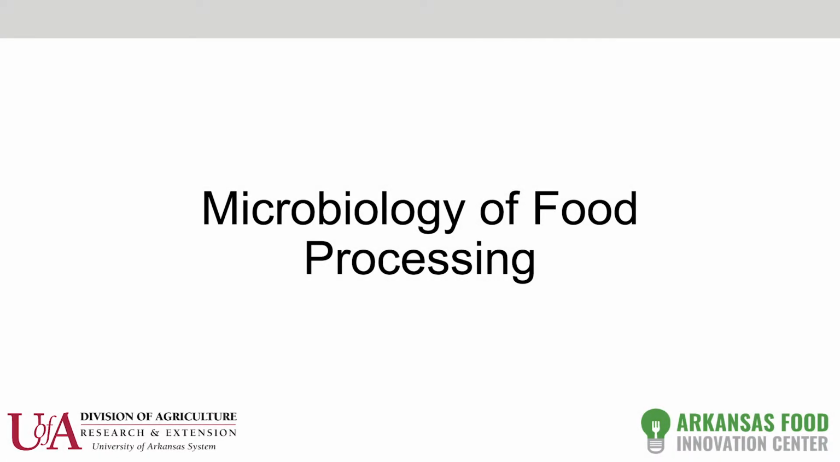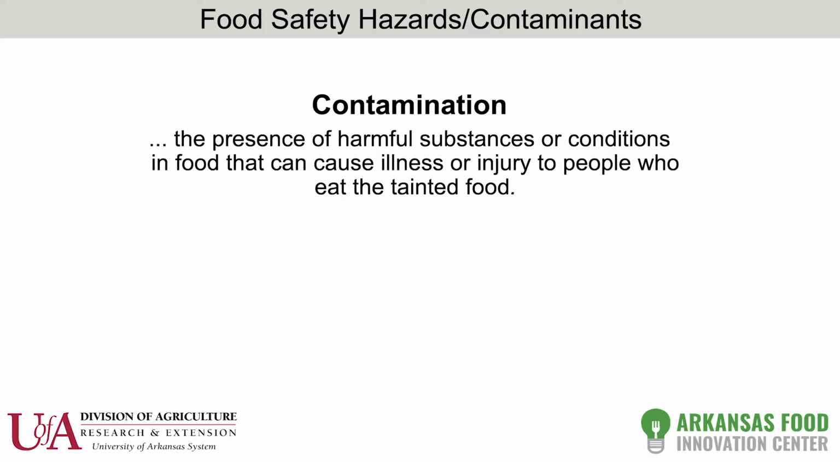The food industry carries the primary responsibility for seeing that food produced is safe and will not harm those eating it. One of the best ways to produce safe foods is to understand the major factors that affect food safety and how these can be controlled. Contamination is the presence of harmful substances or conditions in the food that can cause illness or injury to people who eat the tainted food.